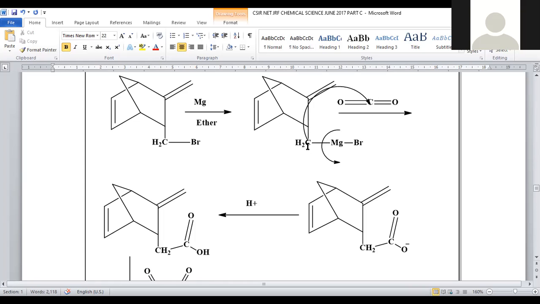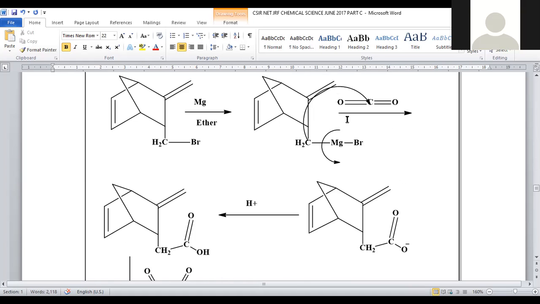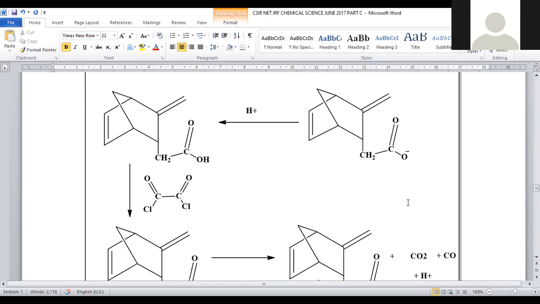Now this alkyl group works like a nucleophile and attaches to the carbonylic center of the carbon dioxide. Upon reaction of this negative charge with the carbon dioxide carbon, what happens? This turns into CH2C double bond O minus, and the magnesium bromide group will be discarded in this reaction. Right? So we got a carboxylate. Further protonation turns this into a carboxylic acid.